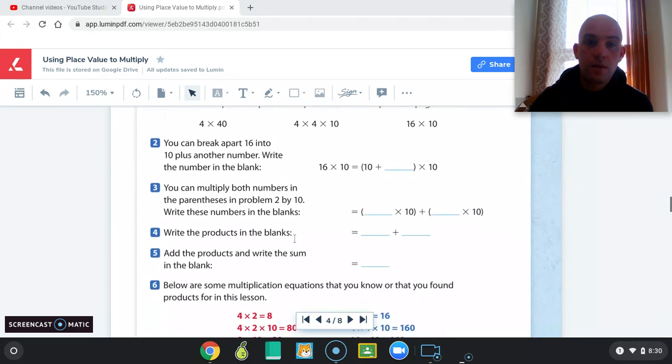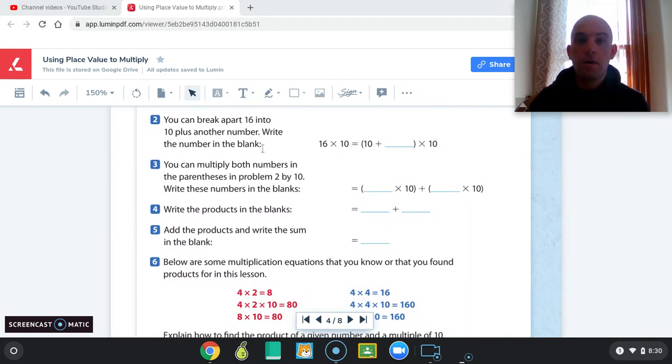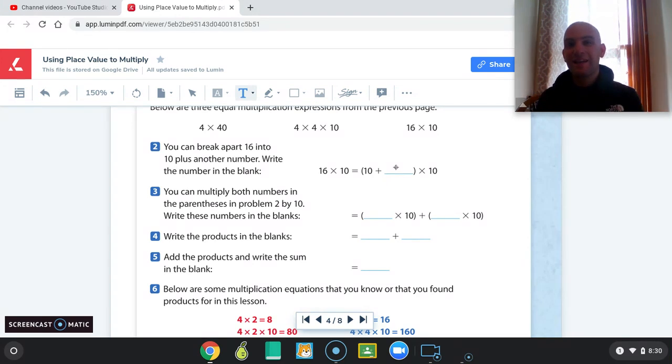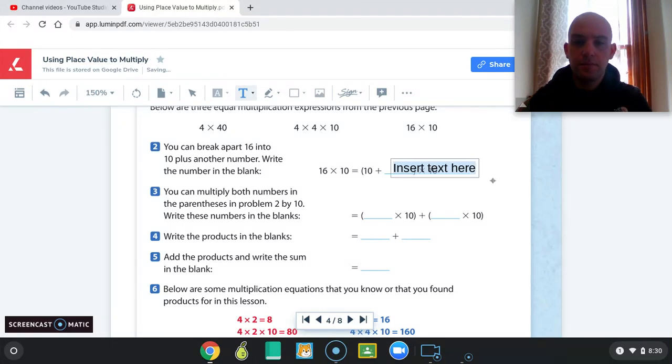So first we can break apart 16 into 10 plus another number. Write the number in the blank. So when we go to solve our problem here, 16 is 10 plus another number. 16 is 10 plus what? What can we add to 10 to make 16? 6. 6 plus 10 is 16, or 10 plus 6 is 16. So now we have 16 times 10 equals 10 plus 6 times 10.